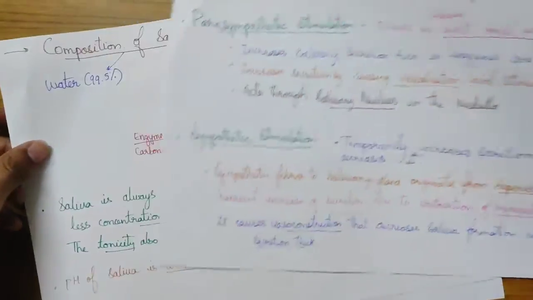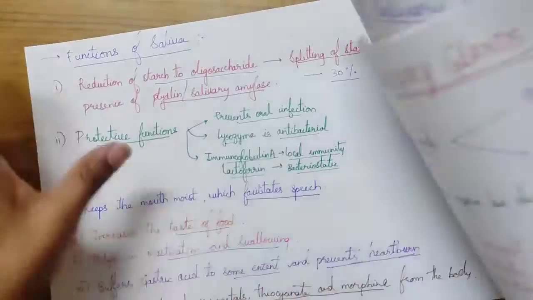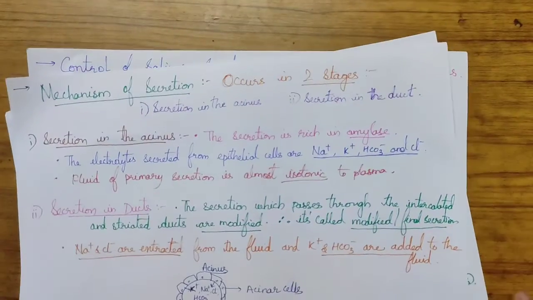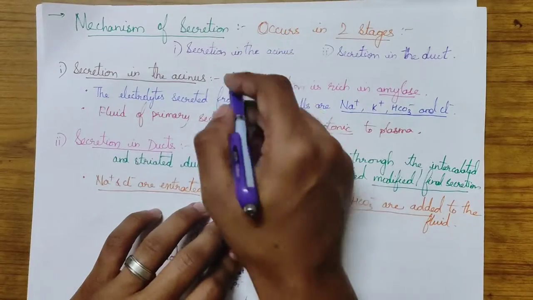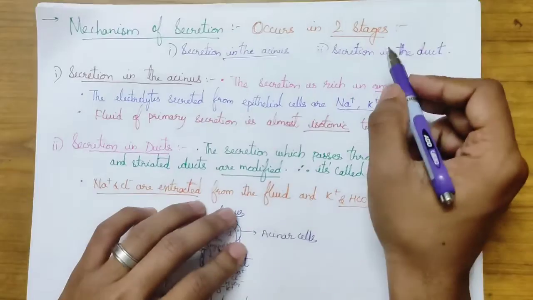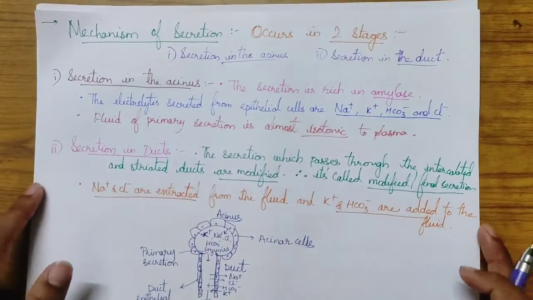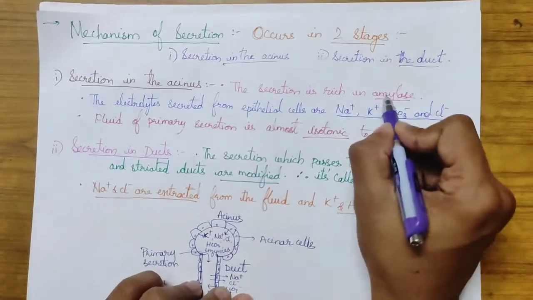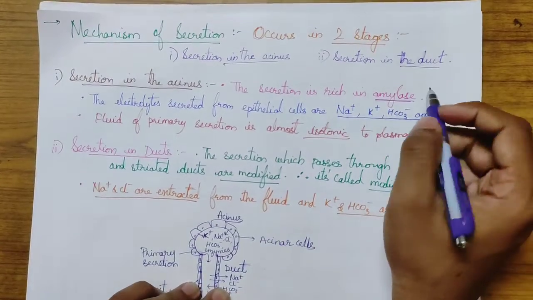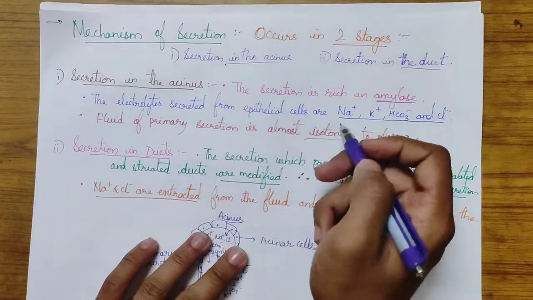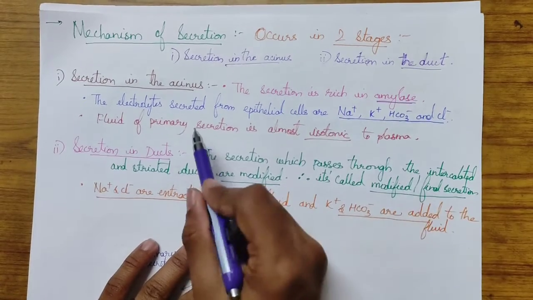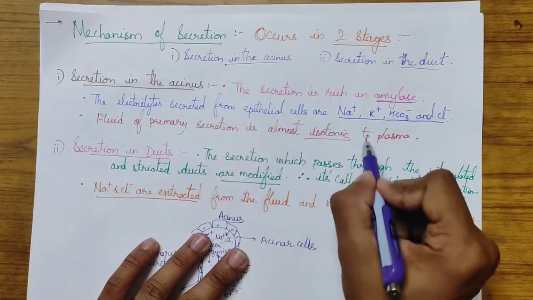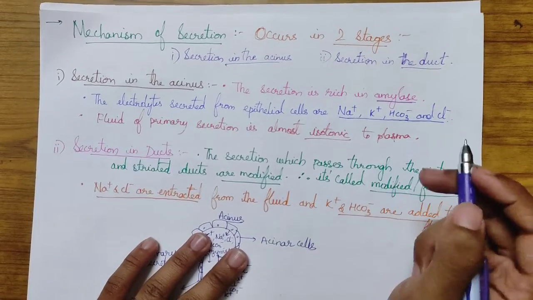Now let's talk about the control of salivary secretion. Before that, we'll talk about the mechanism of the secretion of the saliva. It occurs in two stages, that is secretion in the acinus or the glandular cells and the secretion in the duct of the salivary gland. The secretion in the acinus is rich in amylase or ptyalin. The electrolytes secreted from the epithelial cells are sodium, potassium, HCO3- and chloride ion. The fluid of primary secretion is almost isotonic to the plasma and is acidic in nature.